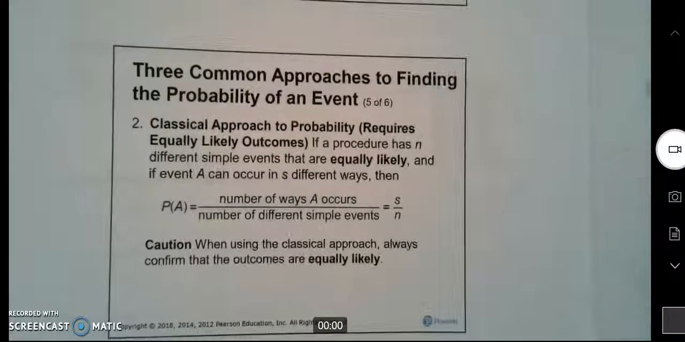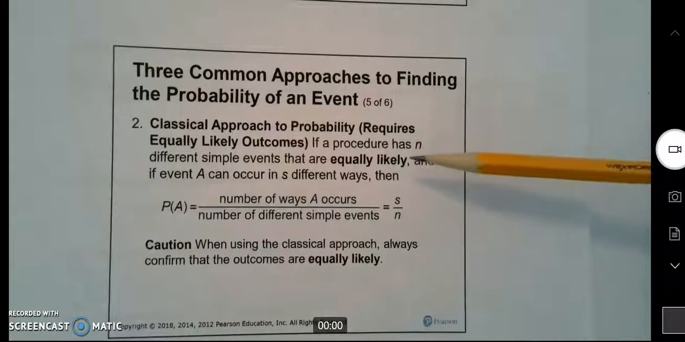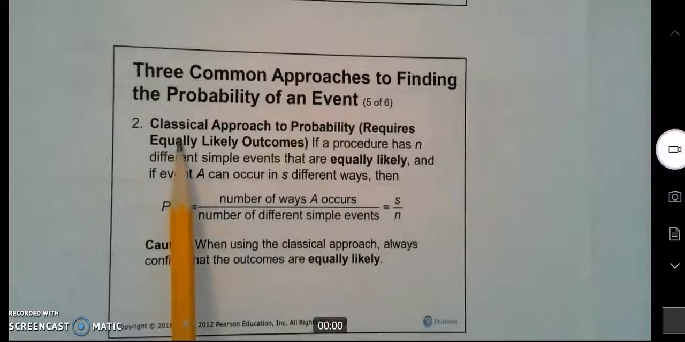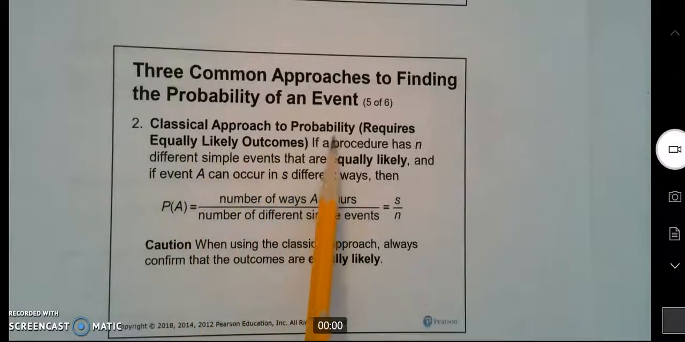Okay, so this is section 3.1 in Math 108. Now we're talking about the classical approach to probability. So in this case, this is where you can actually list your outcomes. For example, flipping a coin 3 times, having 4 kids, and they're all equally likely, which means each of the simple events has the same chance of occurring.